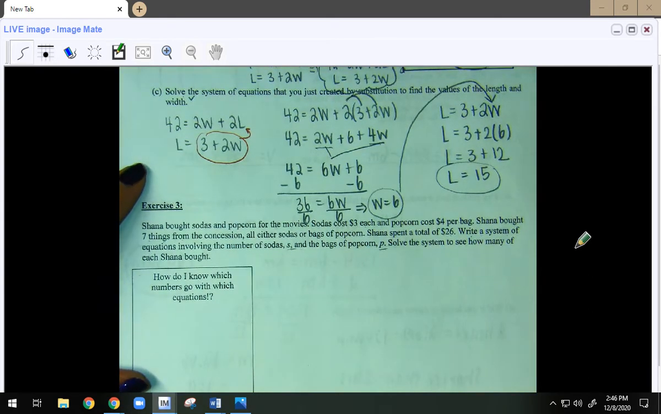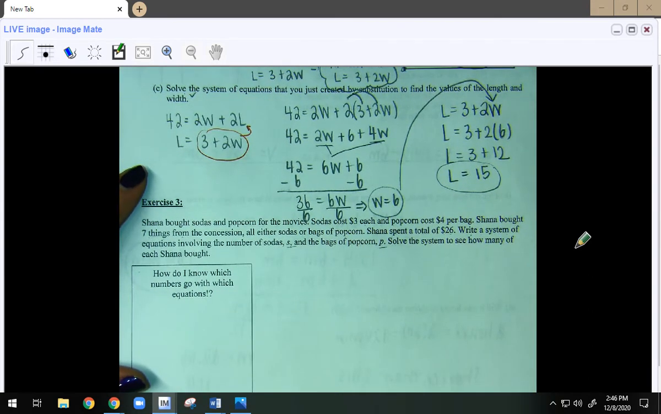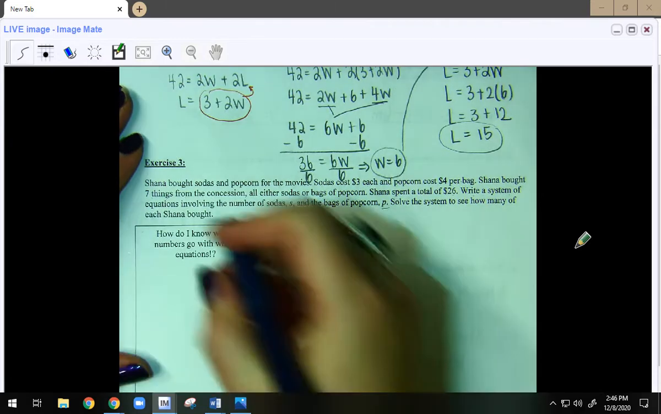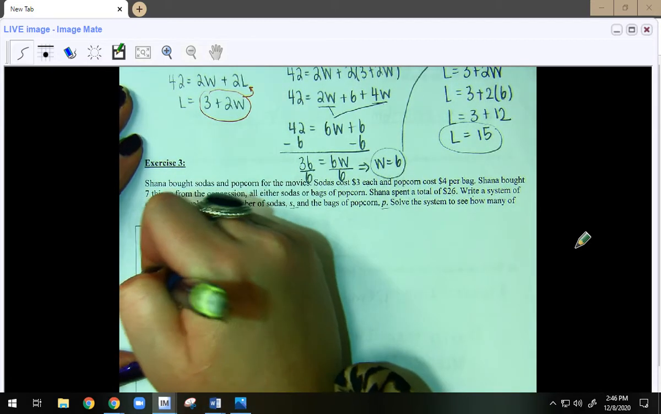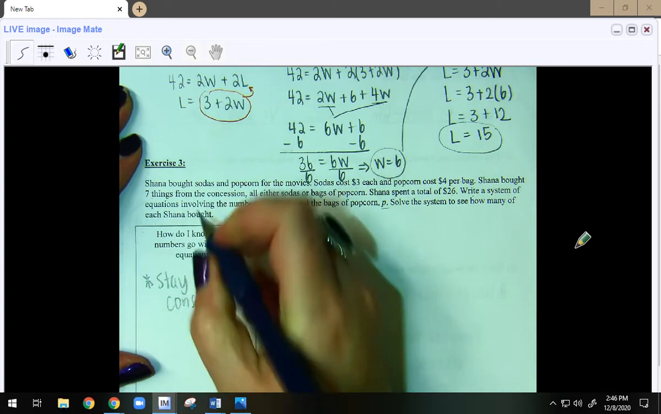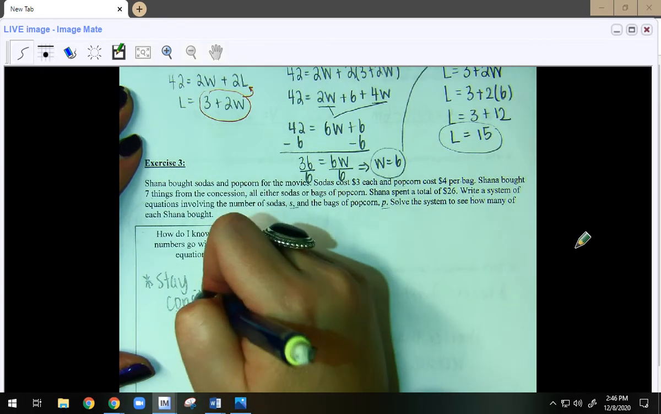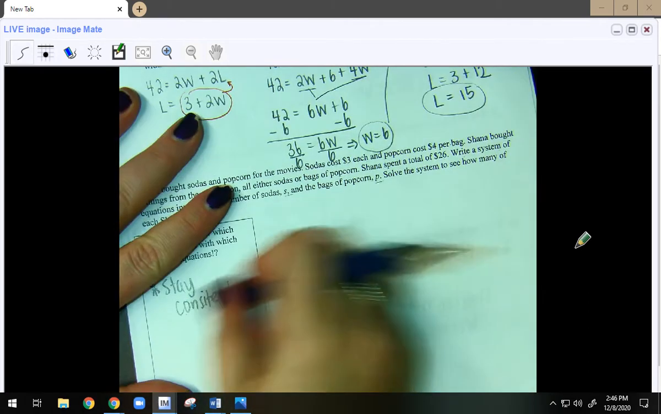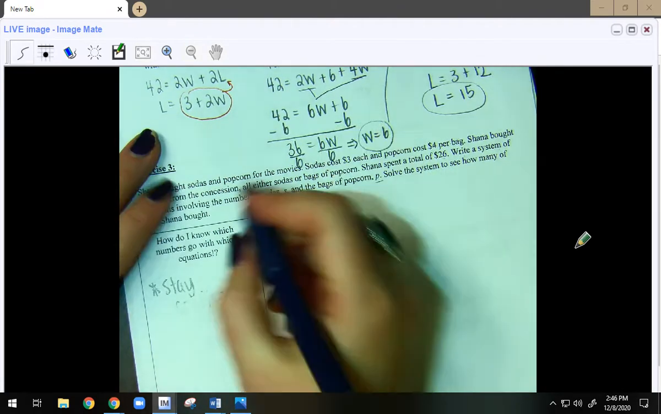Okay, so I have to figure out how many of the popcorns and sodas she bought. Okay, how do I know which numbers go with which equations? My biggest tip to you is you have to stay consistent. Consistent. I totally spelled that wrong. Here we go.